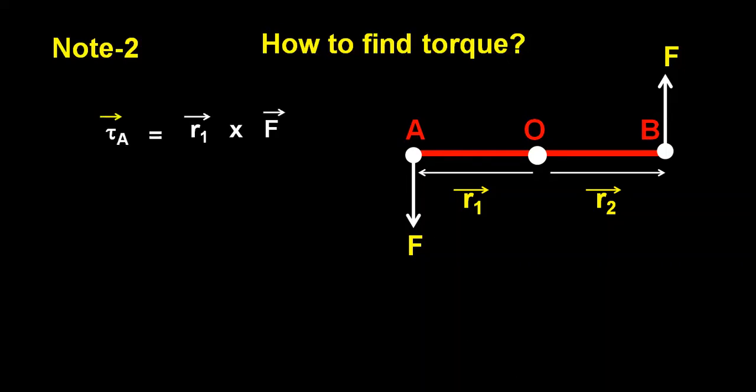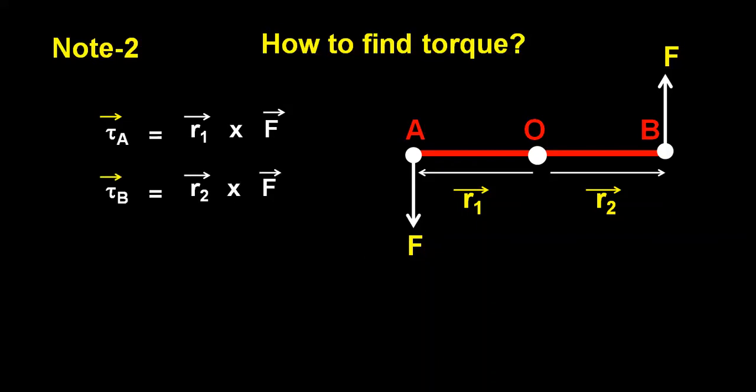What formula should we use to find torque? Distance of the line of action of the force from the fixed point, so that is R1 vector cross F vector, the force vector. So torque is obtained by the cross product of the distance of the point of application of the force, or the line of action of the force, from the fixed point and the force vector. So R1 vector cross F vector. This will be the torque due to the force acting at the point A.